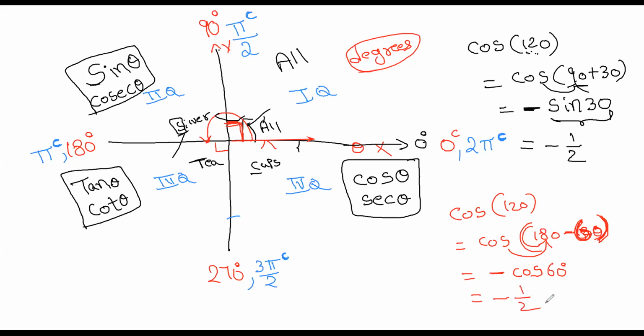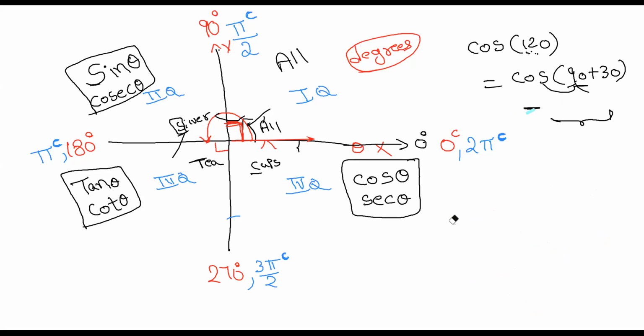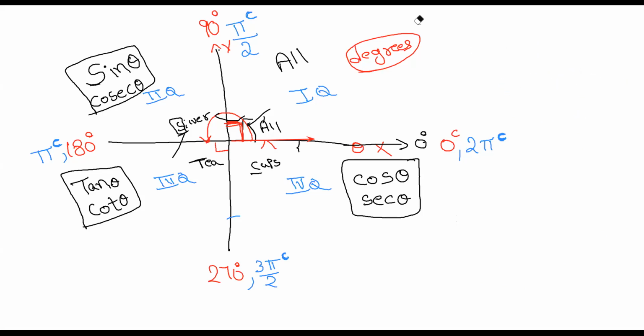Cos 60 is 1 by 2. Sorry. So you are getting the same answer, right? Whether you take 90 plus theta or 180 minus theta, you will get the same answer. Now let's proceed further. What is the value of sine 135?